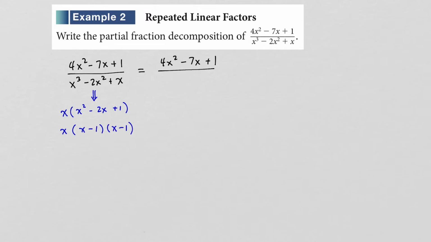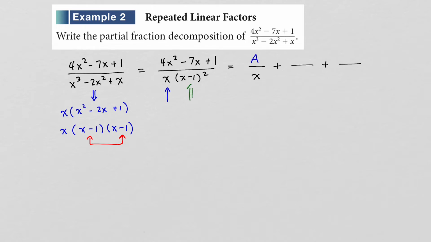We end up with x times (x minus 1) times (x minus 1). So notice that we have a repeated linear factor here. So I can write this as x times (x minus 1) to the second power. Now, when I break this down, I need to have 3 fractions. The first fraction is going to represent the factor of x. So we're going to have some number a over x.